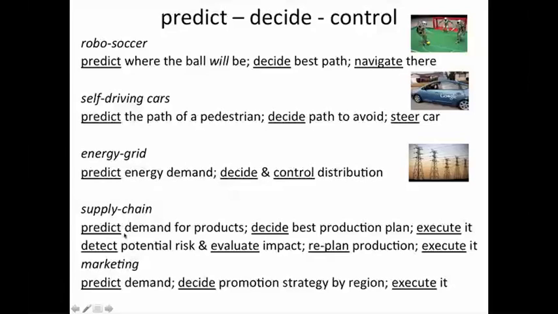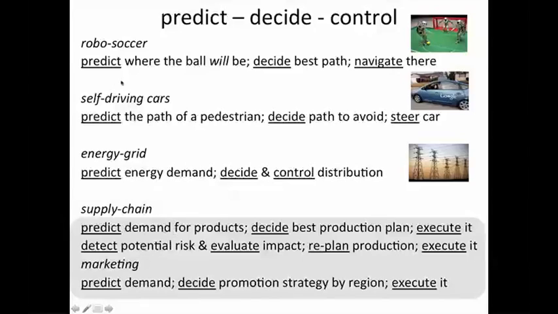These examples are not necessarily simple, but they can get increasingly complicated, as we shall see in a minute. Think about the examples below, which are grayed out now, and compare these to robo-soccer, self-driving car, energy grid. There does appear to be something fundamentally different about the ones at the bottom and the ones at the top.